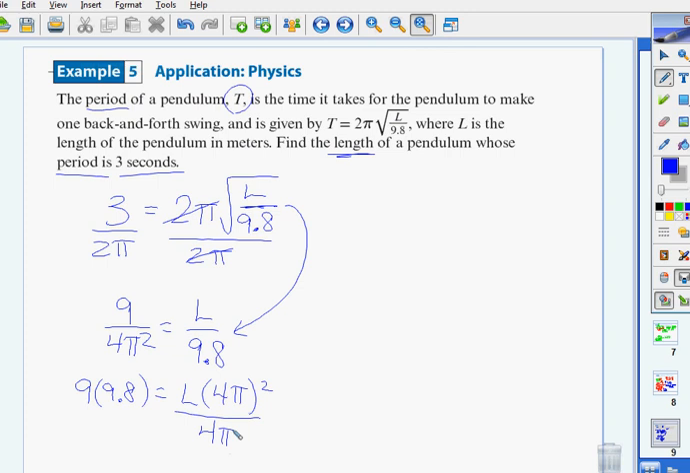Wait. Whew, I did this wrong. See how I copied that wrong? Wait. I've gotta go 4 pi squared, leave that inside the parentheses there. So now we have divided by 4 pi squared, divided by 4 pi squared. Does anybody have an answer? 2.23? Yeah, okay, so that's how long the pendulum is.